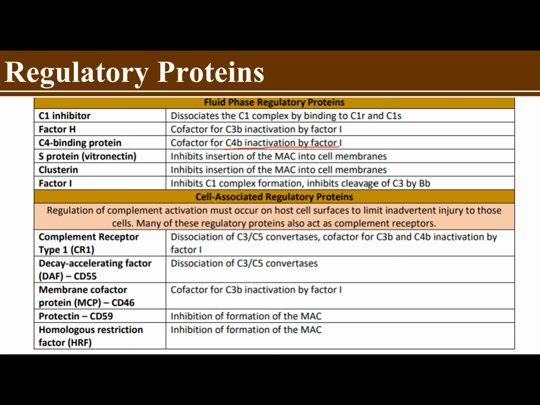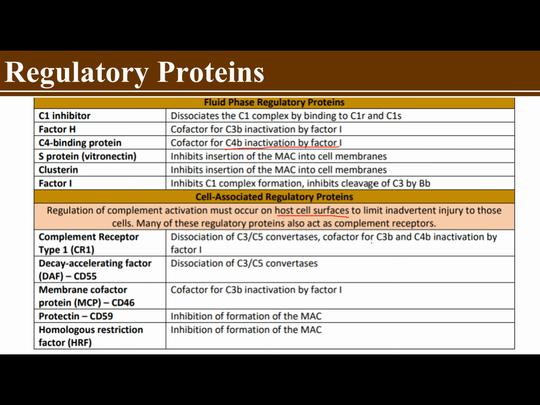Then we also have your CARP, or cell-associated regulatory proteins. These regulate complement activation occurring on the host cell surface to limit inadvertent injury to those cells. Many of these regulatory proteins act as complement receptors. So we have your CR1, or complement receptor type 1, which causes dissociation of C3 and C5 convertase and is a cofactor for C3b and C4b inactivation by factor I. Then we have your decay accelerating factor, or DAF, also known as CD55.